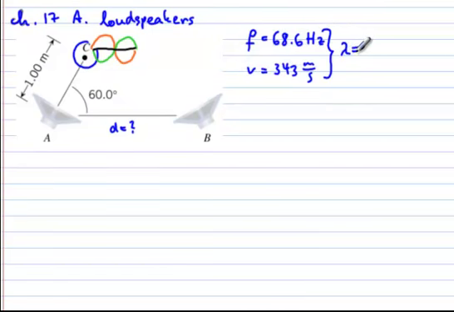Lambda equals V over F. When I plug in those numbers, it comes out to exactly 5 meters. 343 divided by 68.6 hertz. Yep, exactly 5 meters, 3 significant figures, so 5.00 meters is the wavelength.